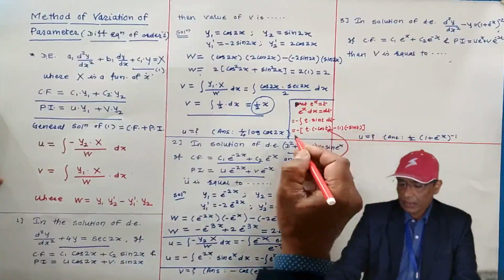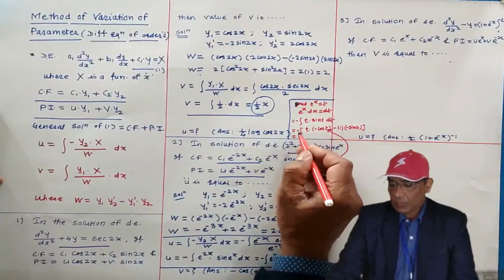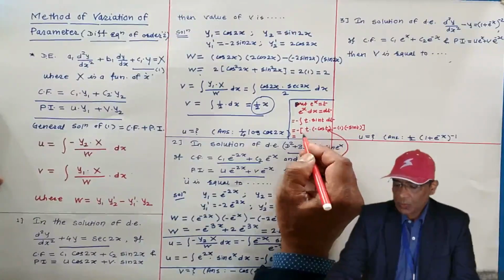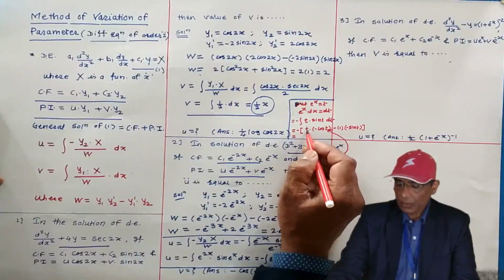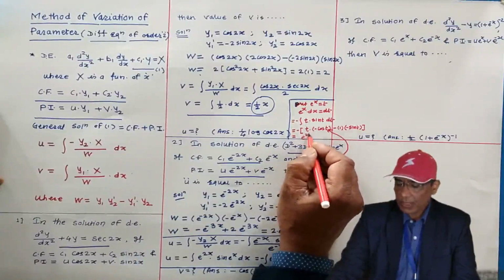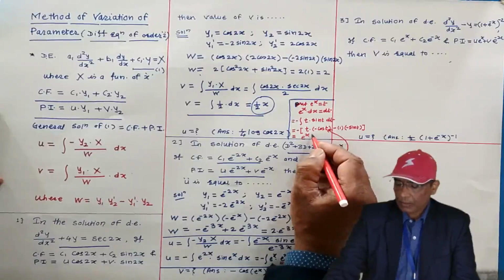And finally, you have to put the value of t. This minus you can take inside, minus minus plus, and I am putting the value of t also. t is e to the power x, cos of e to the power x.